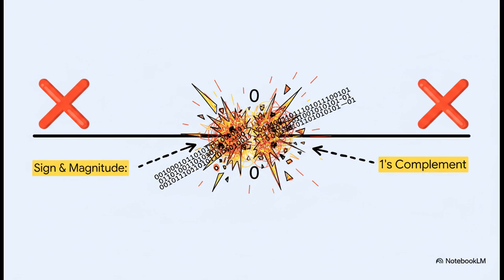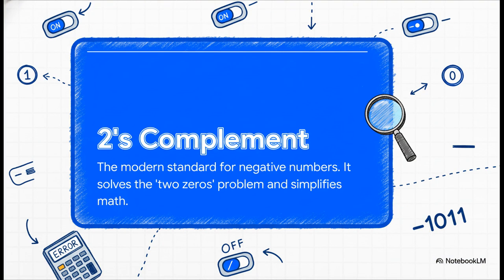Well, the first few attempts at this had a huge critical flaw. Systems like sign and magnitude and ones complement ended up creating two different binary patterns for the number 0, a positive 0 and a negative 0. And for calculations, that's an absolute disaster. It just breaks basic math and wastes a ton of processing power. So clearly, we needed a better way, and we found it in a system called 2's complement.